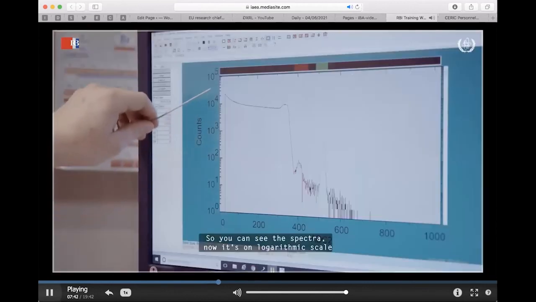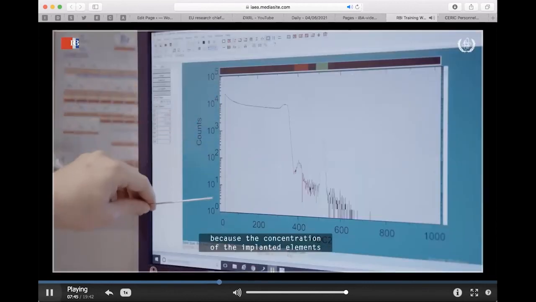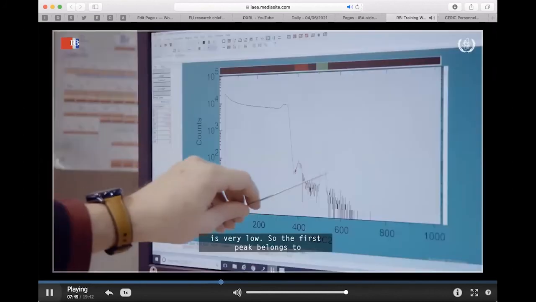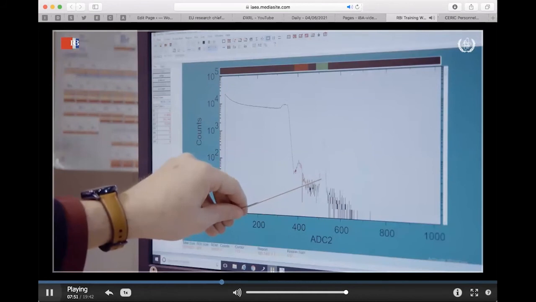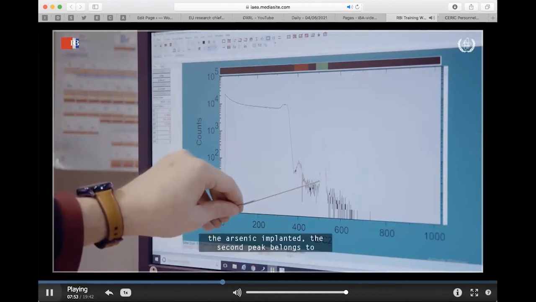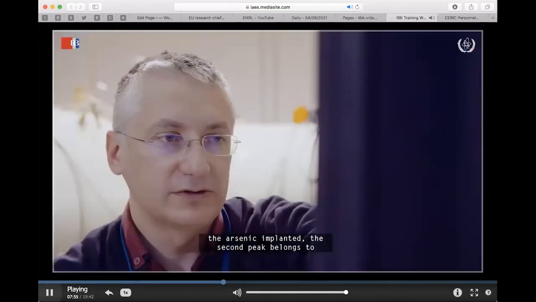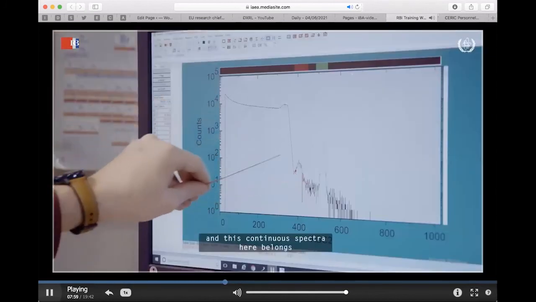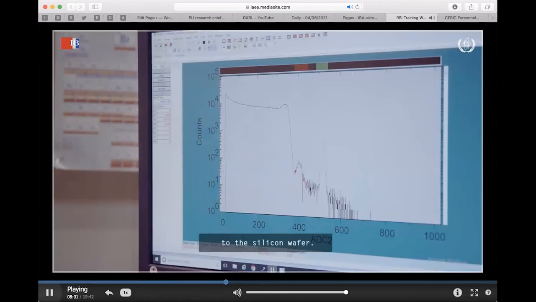So you can see the spectra, now it's on a logarithmic scale because the concentration of the implanted elements is very low. So the first peak belongs to the implanted arsenic. The second peak belongs to the argon, which is implanted in silicon. And this continuous spectrum here belongs to the silicon wafer.